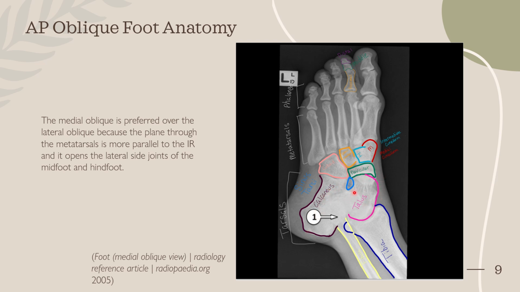This little spot between the calcaneus and talus is our sinus tarsi. And then we're going to have our tibia and our fibula. And then another little tidbit is the oblique. Medial oblique is preferred over the lateral oblique because the plane through the metatarsal is more parallel to the IR, and it opens the lateral side joint of the midfoot and hindfoot.